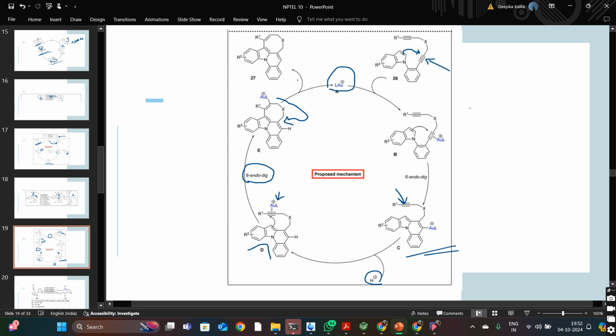Okay, this 8-membered heterocyclic ring is going to form, and in the workup we are going to get this highly conjugated 5-membered ring containing molecule. Okay, so this is the final product that we are going to get.